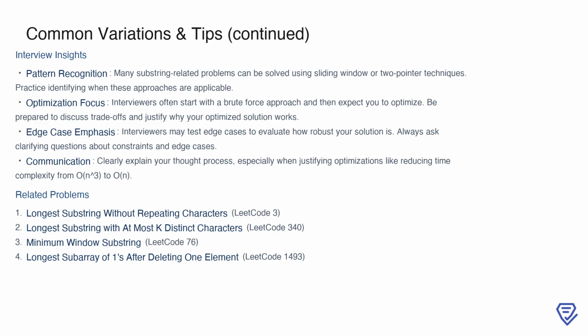Edge cases are another area of focus during interviews. They help assess the robustness of your solution, so always make it a point to ask clarifying questions about constraints and edge cases before you begin coding. Lastly, communication is vital. Clearly articulate your thought process and reasoning, especially when you're justifying optimizations like reducing time complexity from O(n cubed) to O(n). To build a strong foundation, you can also practice related problems like longest substring without repeating characters, minimum window substring, or others that involve similar techniques.